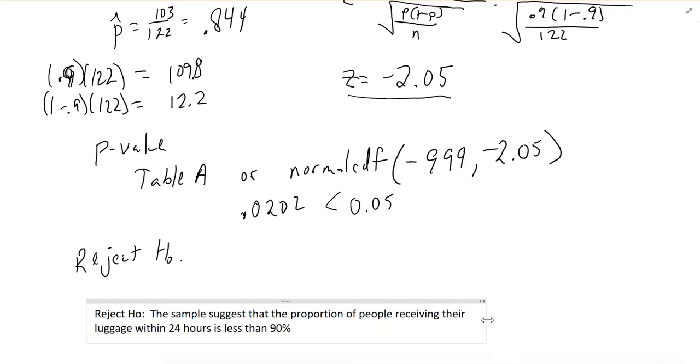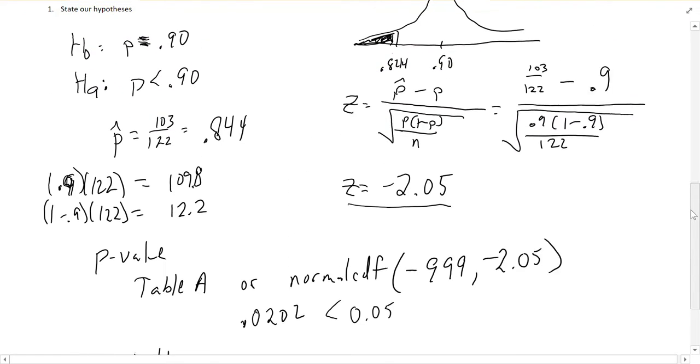So it's unlikely that we'd get a sample that has 84.4% of them in it if the proportion was really 90%. That's unlikely, so I'm going to reject the null hypothesis. And so that's basically how to do a hypothesis test for a proportion. It uses that same 4-step process we've talked about before.